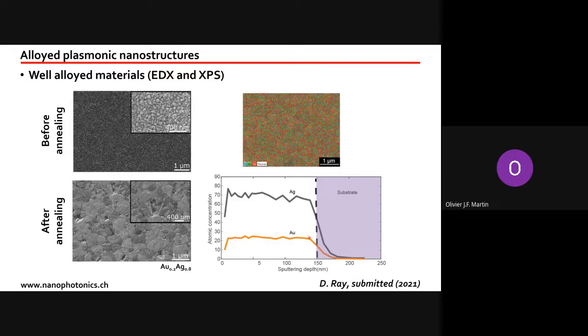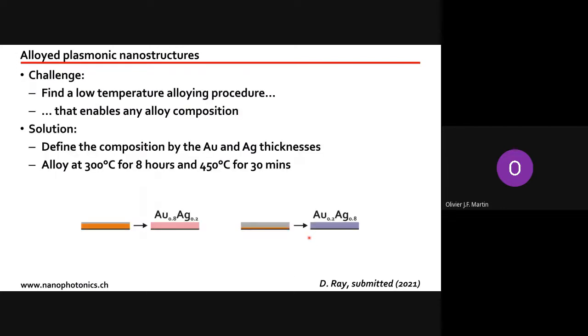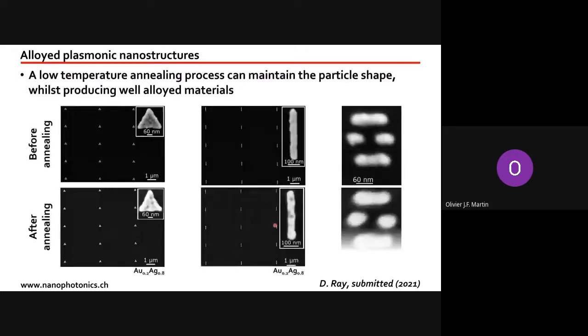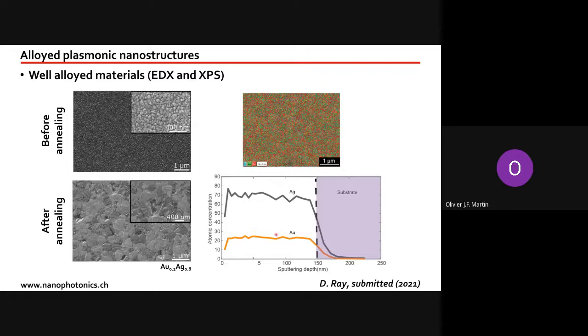And this is through the entire wafer. Keep in mind, if I go back, when we started, we had something that was inhomogeneous. We had silver on top, gold at the bottom, but now we have really a homogeneous alloy with the same stoichiometry all the way through.